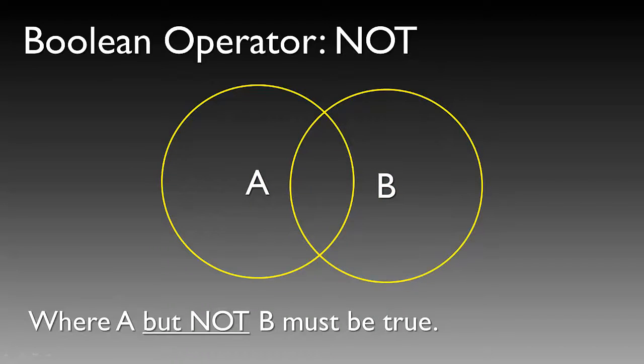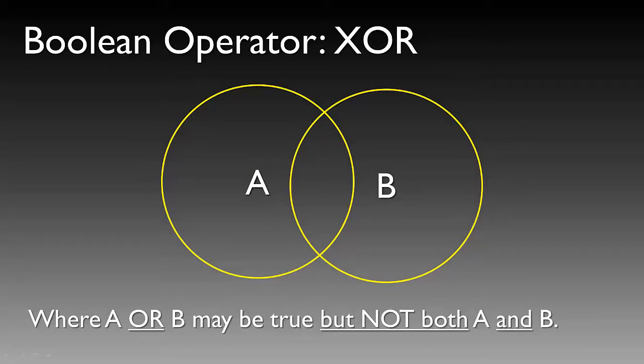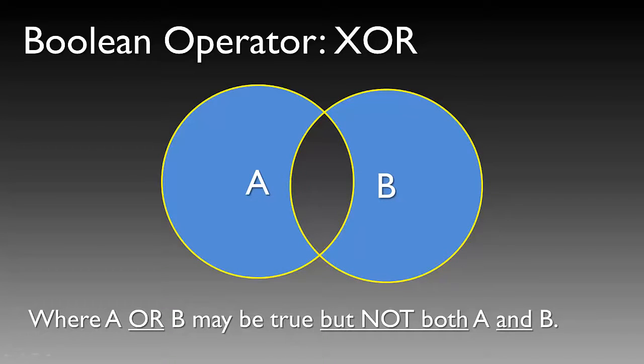Concerning the NOT operator, where circle A but not circle B must be true, we'd identify that circle A only would be selected, leaving circle B and the overlap areas unselected. And finally, the operator XOR, where A or B may be true, but not A and B. This means that we're going to have a hole in the middle where the two overlapping polygons exist. So A or B may be true, but not both A and B.